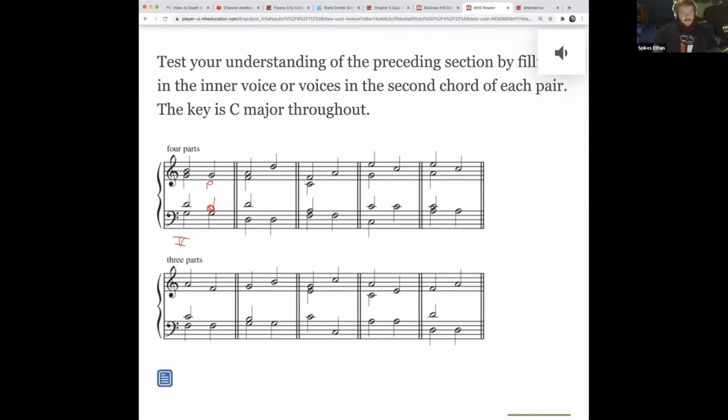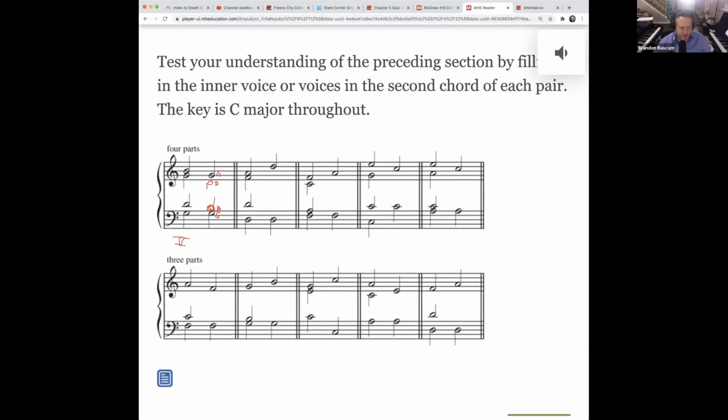Does everybody see what Ethan just did? So we have our root, which is G, and we have our root doubled in the soprano. So we needed our B, which is our third, and our D, which is our fifth.